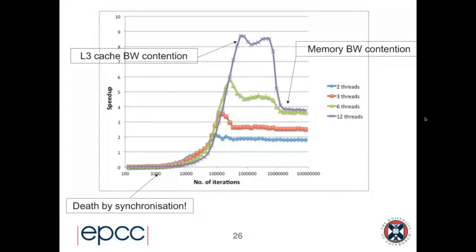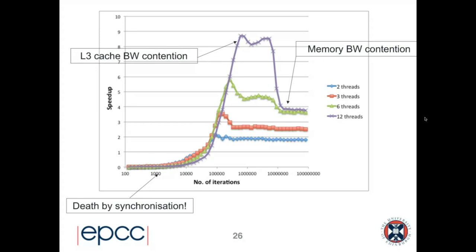So that's what I'm showing on this graph here. On the x-axis, I have the number of iterations of the loop. And on the y-axis, I have the speed up that I get. And then I have a different curve depending on how many threads I'm using. The blue data points are two threads, the red ones three threads, the green ones six threads, and the purple ones 12 threads.